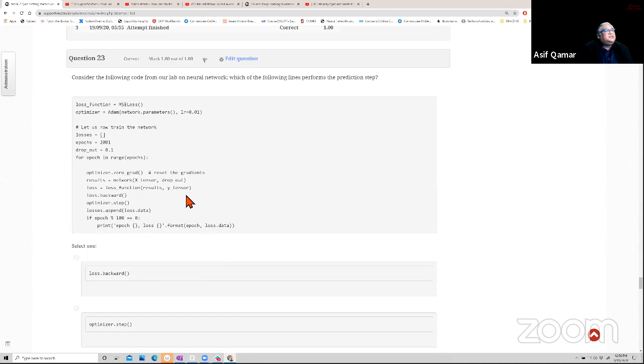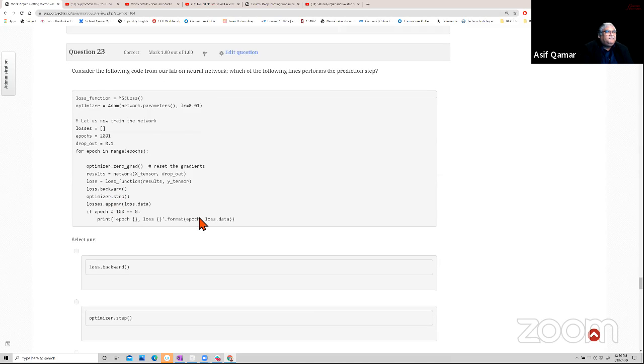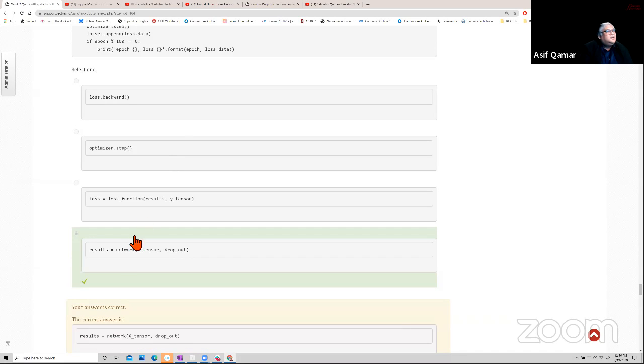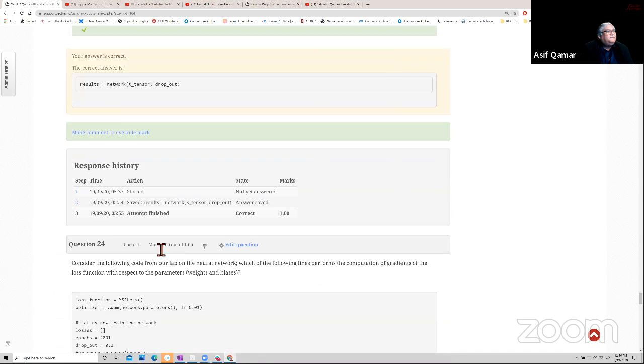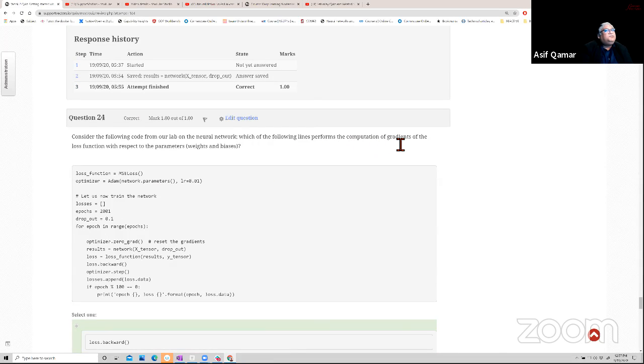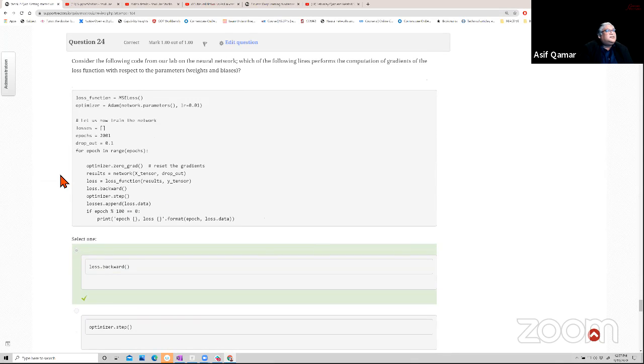Which line is the prediction? Remember, first you make the prediction. This is the prediction. Then you get the loss. Then you do the backpropagation of the gradient. And then you take the gradient descent step. That's all learning is. Right? This word learning in machine learning essentially refers to these 4 steps. And so this is the prediction step. Which of them performs the computation of gradients? That is the backprop step, this step.